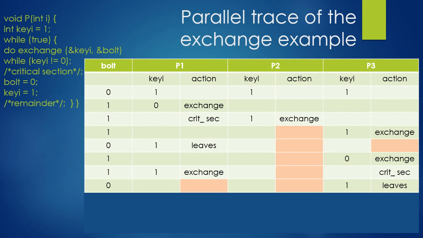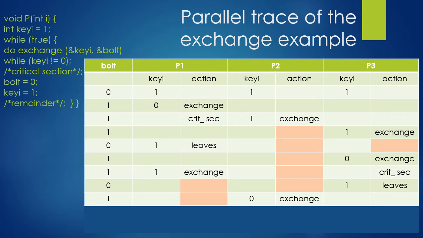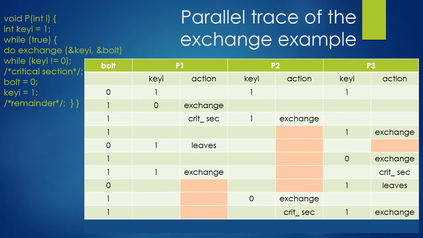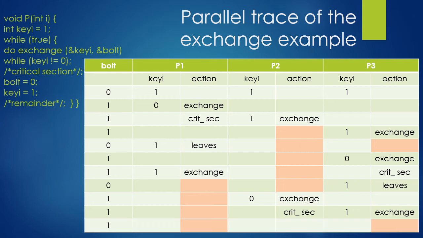P3 leaves the critical section, sets bolt to 0, key I to 1. We assume P2 exchanges its key I with bolt first. Bolt goes to 1, P2's key I becomes 0, and P2 enters critical section. We assume P3 starts the outer while loop again. P3 exchanges its key I with bolt. Both variables are 1 and P3 is caught in the do while. So P3 is busy waiting.